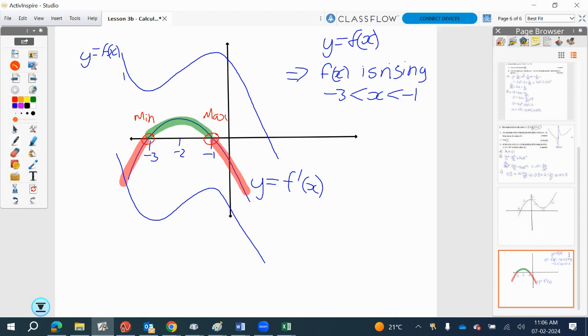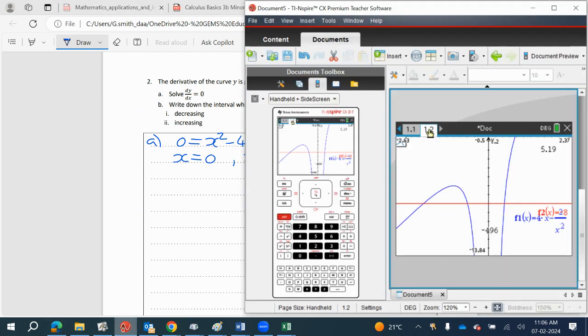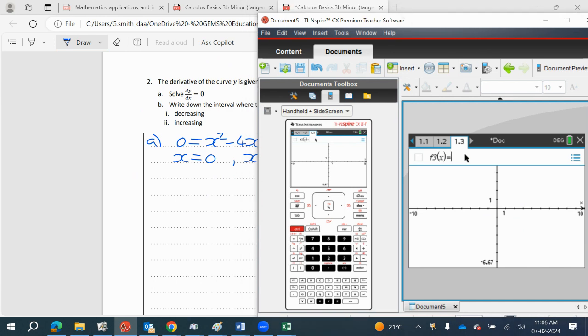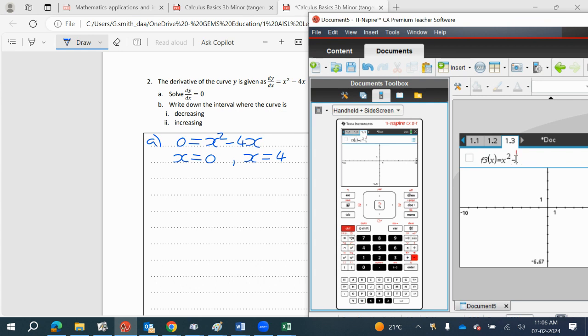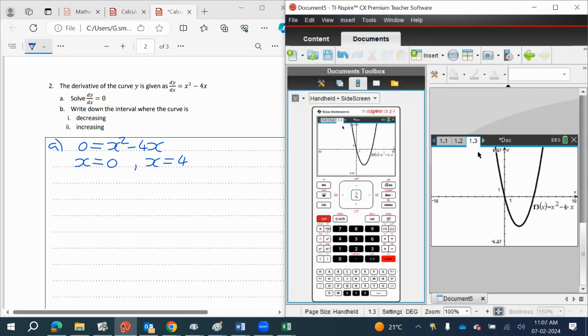So let's have a go now, just to finish off with that last question. We only have the derivative. On your calculator, graph the derivative. The derivative looks like this.